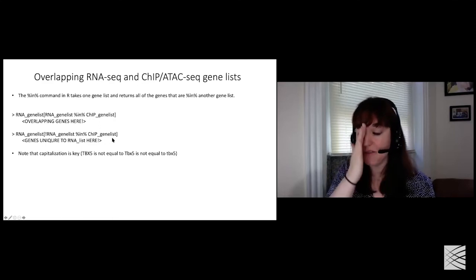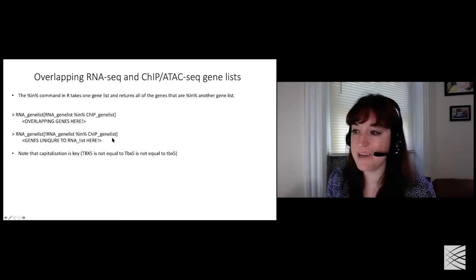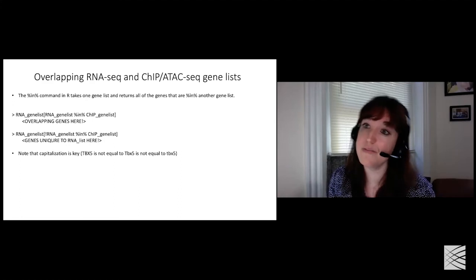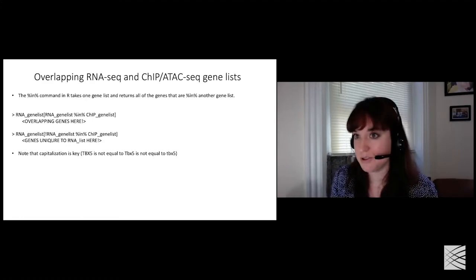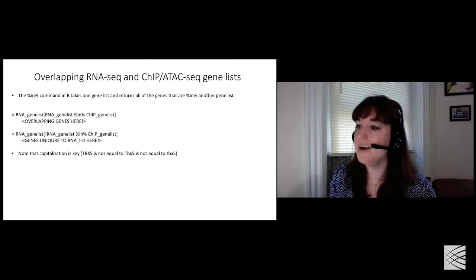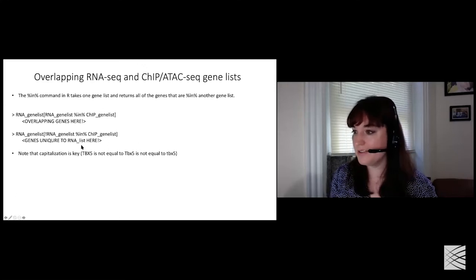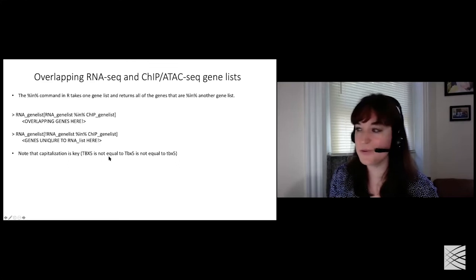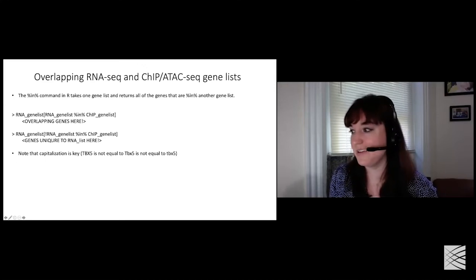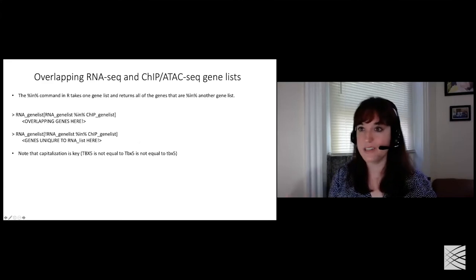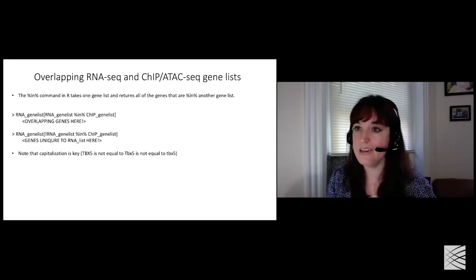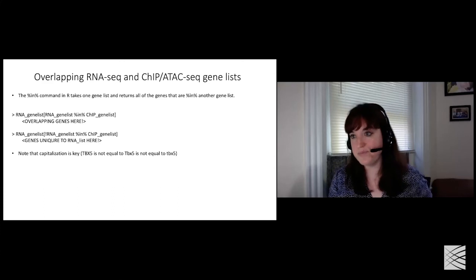And I will point out that in most programming, capitalization is really key. So if you were comparing, say, human genes and mouse genes, or if you use different annotators, which I don't recommend, TBX5 that's all in capitals would not be equal to TBX5 with just the first letter capitalized, which is also not equal to maybe a TBX5 without any capitals. So you just want to make sure that all of your gene lists have the same capitalization pattern before you do your gene overlaps.